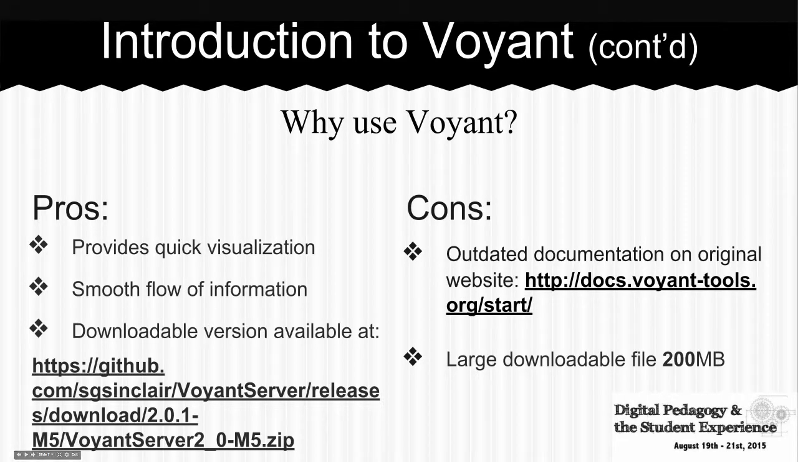So why use Voyant? The pros of using Voyant are that it is free, intuitive, and easy to use. It provides quick visualization that can help you analyze textual patterns. The flow of information from one tool to another is a key aspect of Voyant tools, and since there is a downloadable version of Voyant, you can keep your texts confidential so that it won't be cached on the server. On the other hand, the drawbacks are the documentation website is out of date, and some of the tutorials are unavailable, but the tool still works. And if you're downloading the tool, the file is large, 200 megabytes in size.